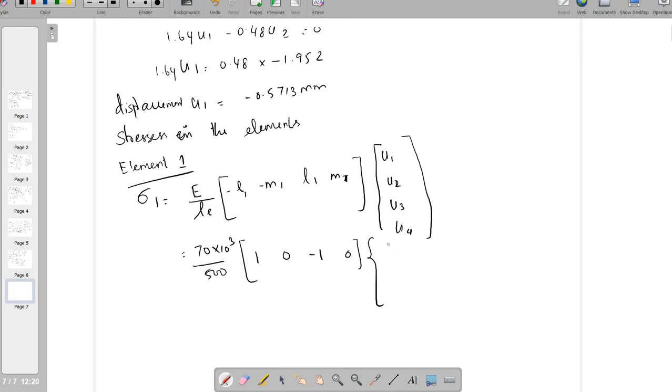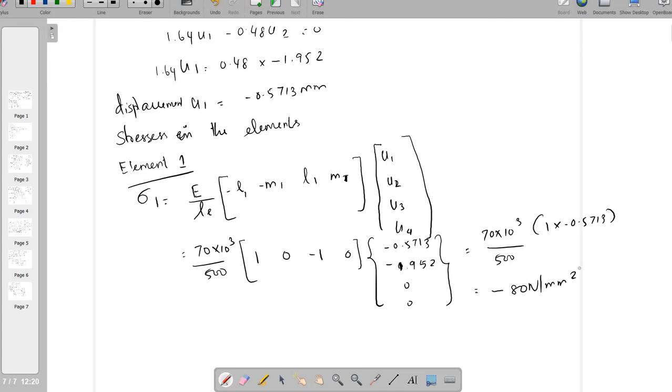The u1, u2 values are minus 0.5713 and minus 1.952. If you multiply this, it is 1 into minus 0.5713 because the other terms are 0. So which is equal to 70 into 10 power 3, 1 into minus 0.5713 by 500, which is equal to minus 80 Newton per mm square.